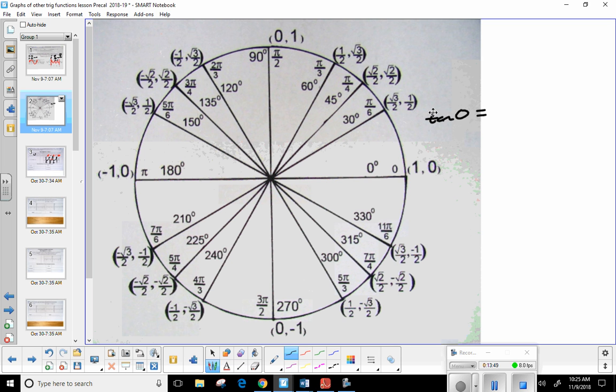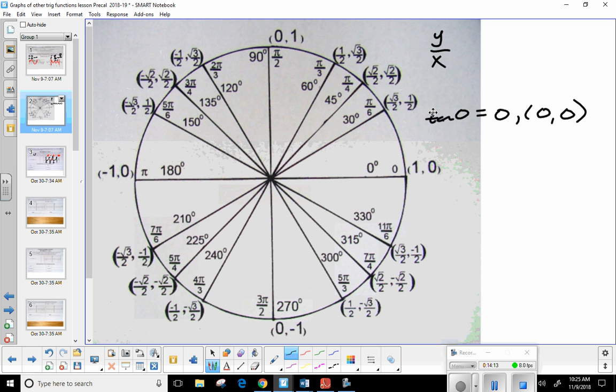Tangent of 0 equals. Well, what does tangent want me to do at that location, though? What's its ratio again? It wants y over x, right? Okay. Well, what's this y value 0 divided by the x value 1? 0. So this gives me the ordered pair 0, 0. Now, let's start rotating around in increments of pi over 4.